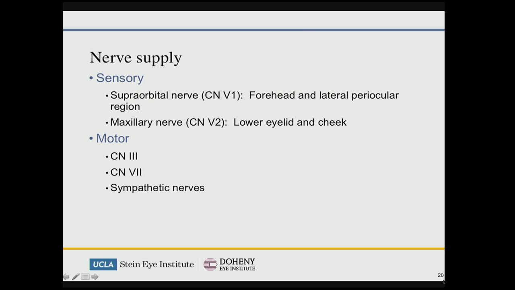Sensory nerve supply is provided to the forehead and lateral periocular region via the supraorbital nerve, which is V1, and to the lower eyelid and cheek via the maxillary nerve, which is V2. And then motor nerve supply, as we know, is cranial nerves 3 and 7, as well as sympathetic nerves.